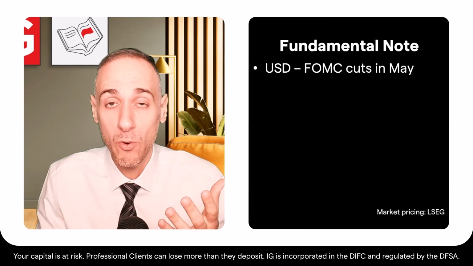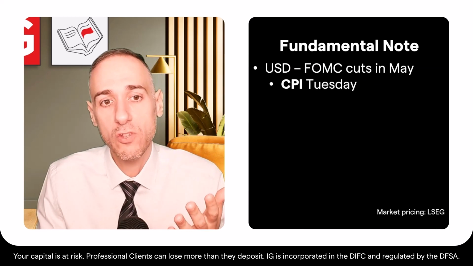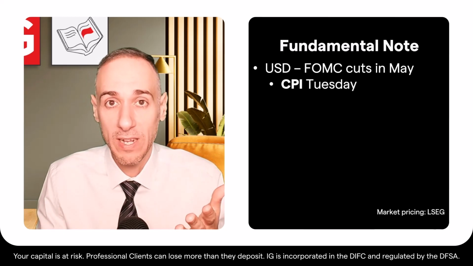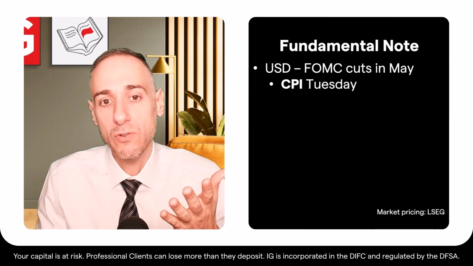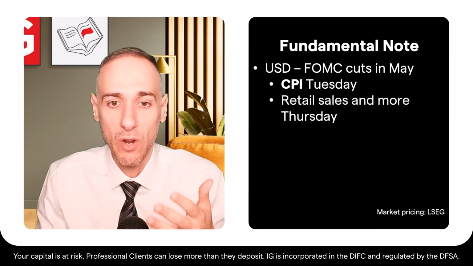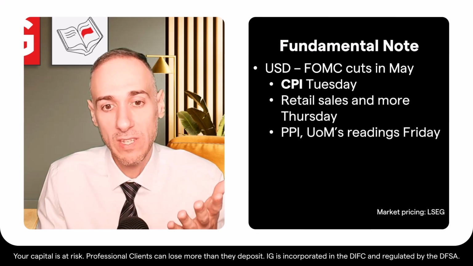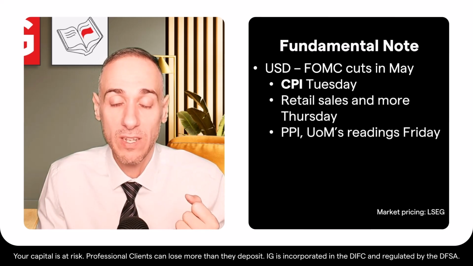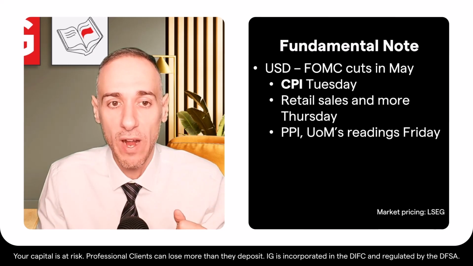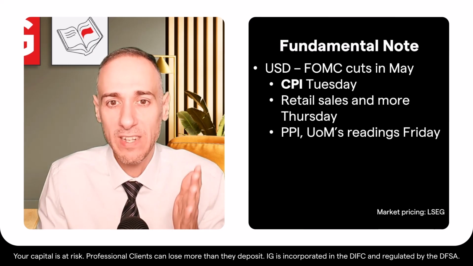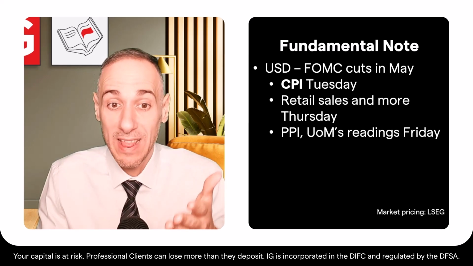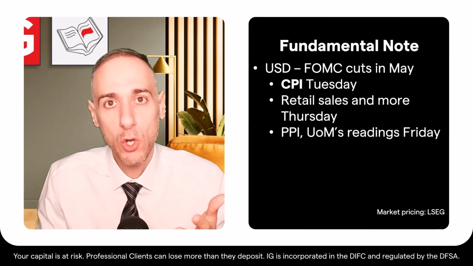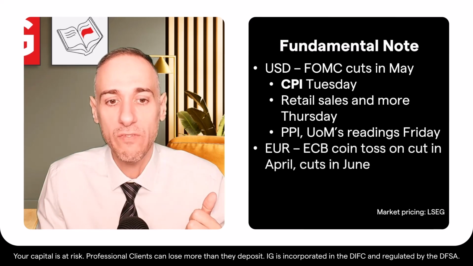So what about from a fundamental point of view? What are some of the things we've got to brace ourselves for? Those of you putting in the levels for Tuesday, beware, CPI releases then, and it's a significant one. You've got retail sales and more on Thursday. You've got producer prices and U of M's preliminary reading for consumer sentiment and inflation expectations on Friday. And market pricing, by the way, still shows the Fed is going to cut in May, but these figures, especially CPI on Tuesday, could result in a change in that narrative, at least a little bit.